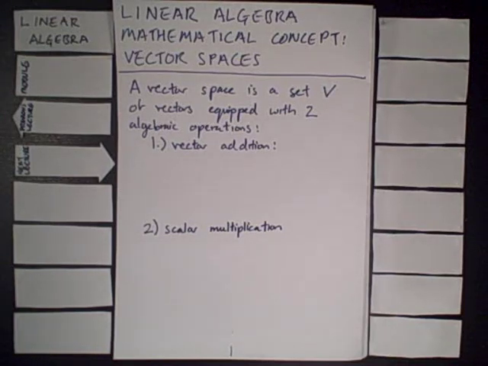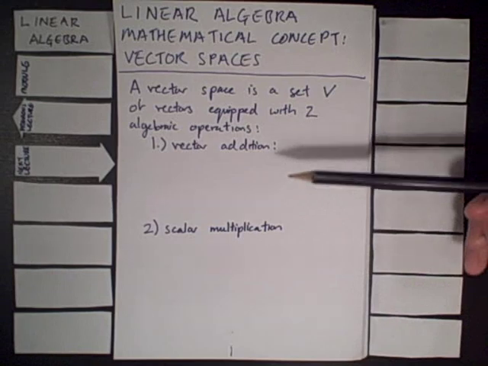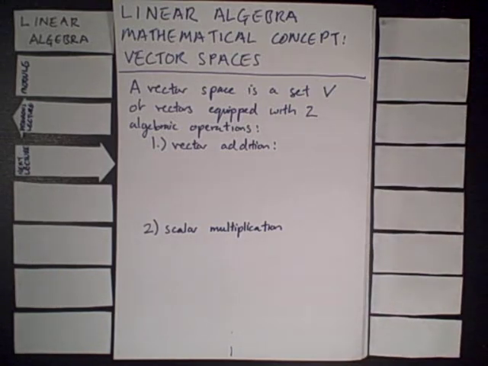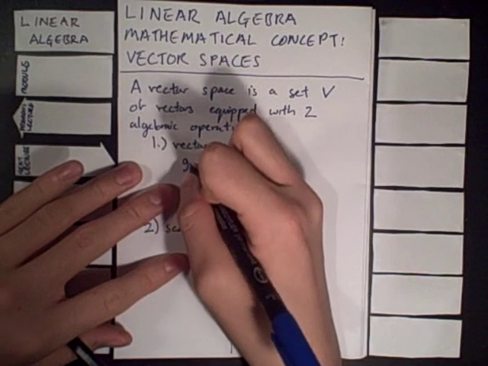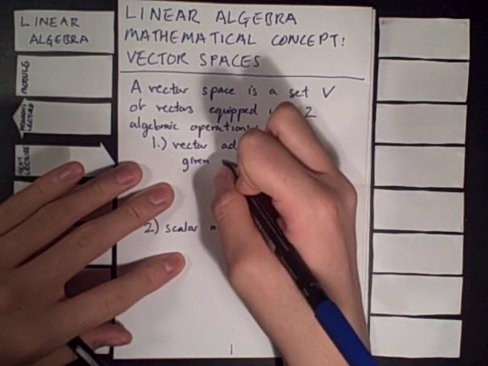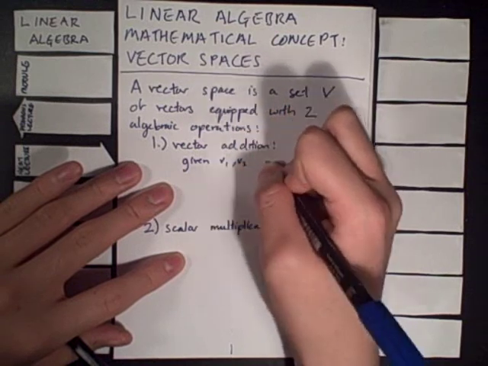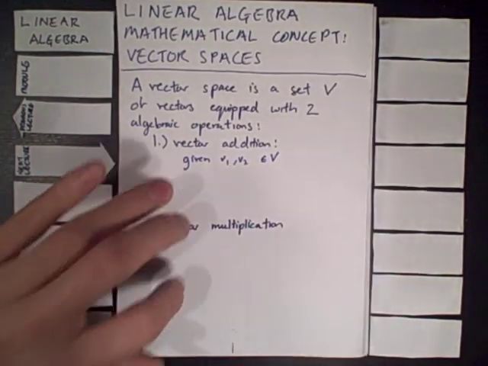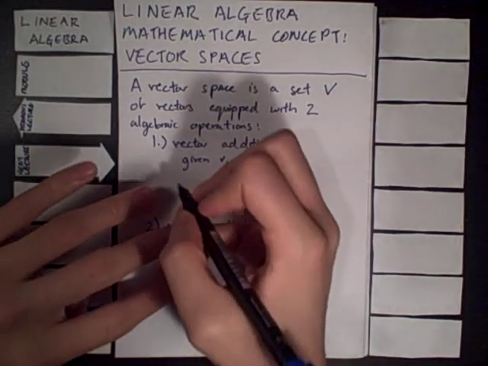Linear Algebra, a lecture on the mathematical concept of vector spaces. A vector space is a set V of vectors equipped with two algebraic operations, vector addition and scalar multiplication. The first, vector addition, says that for any two vectors in V, so given vectors v1 and v2 in V, their sum is also in V.